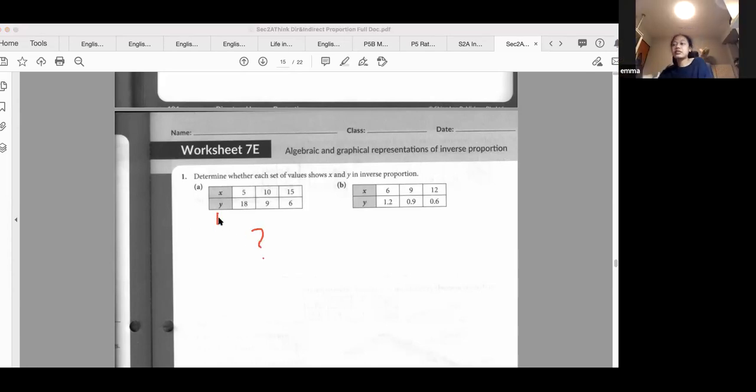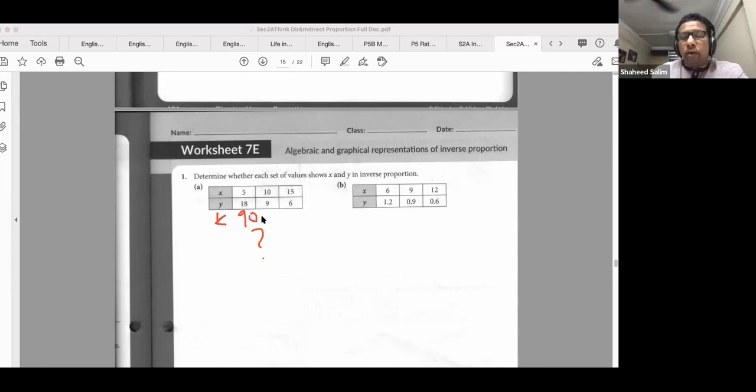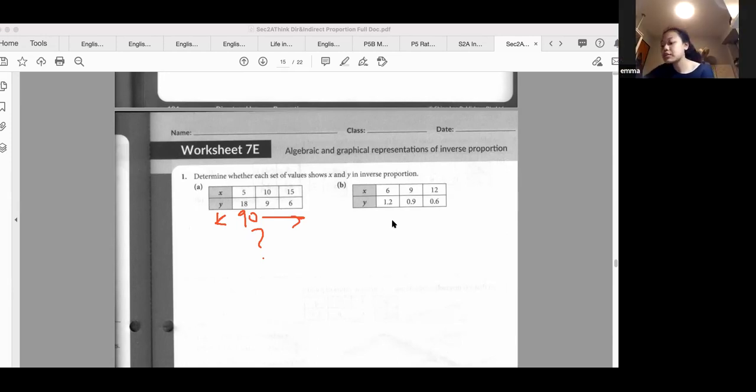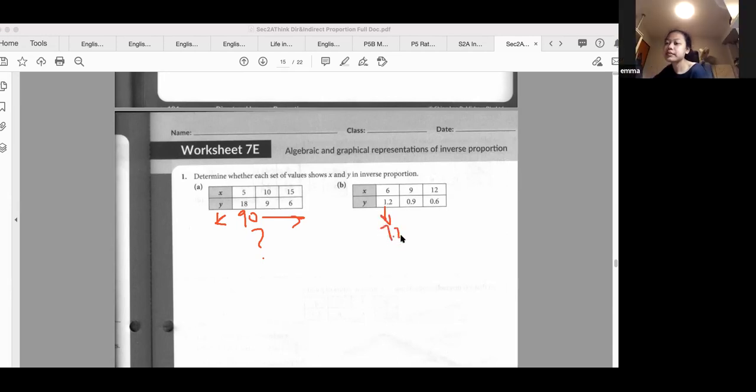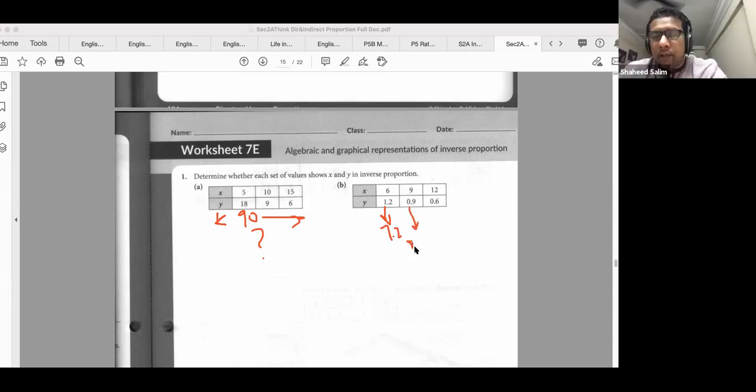Inversely proportional. Okay, what's the value? 90. Okay, well done, right throughout. What about down here? Not inversely proportional. Which one is not inversely proportional? This one is how much? 7.2. This one? 8.1. The last one? 7.3. Okay, so you know it's not inversely proportional.